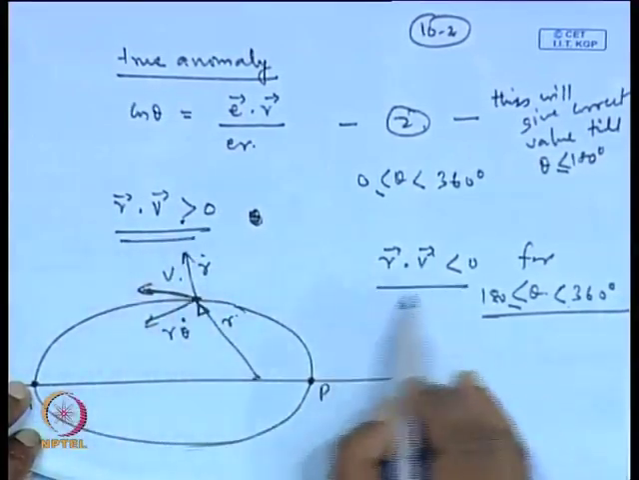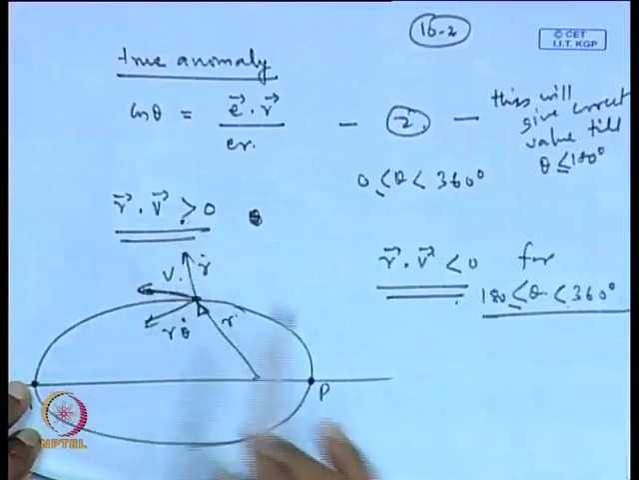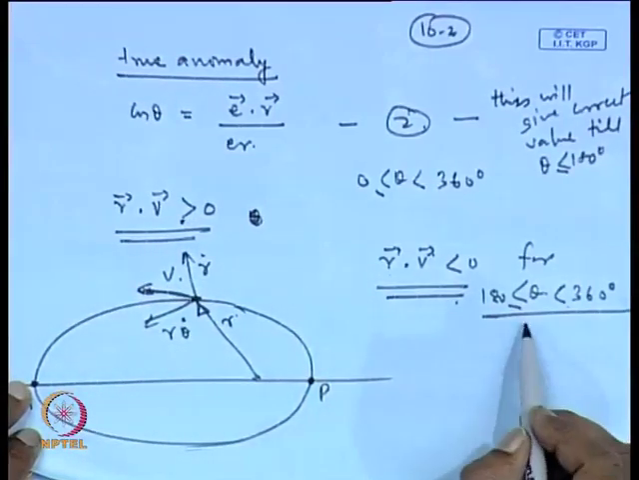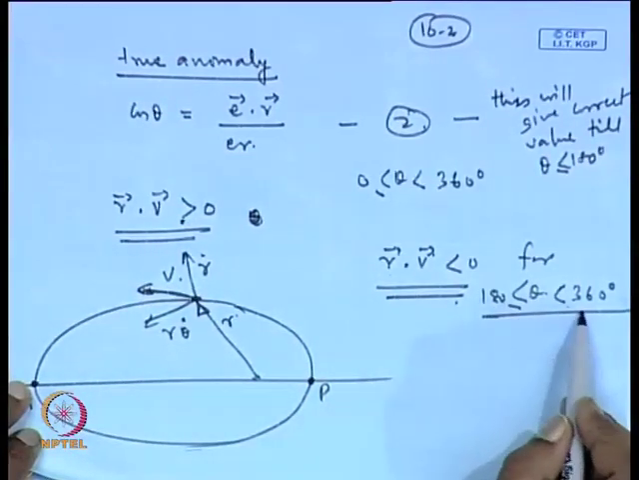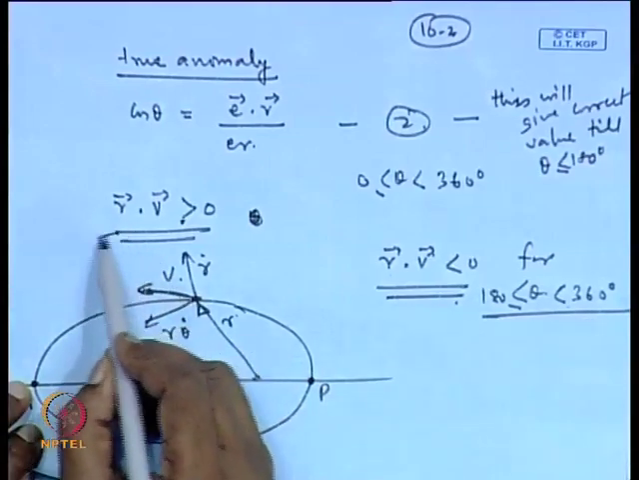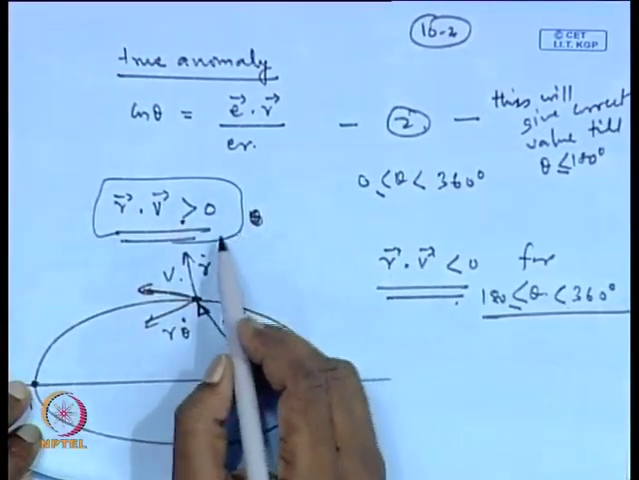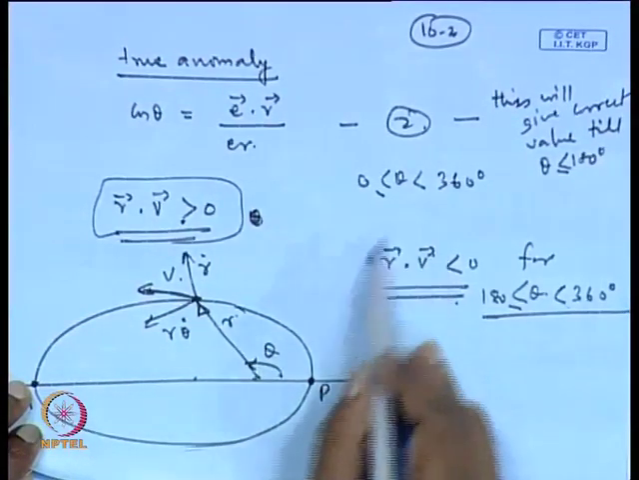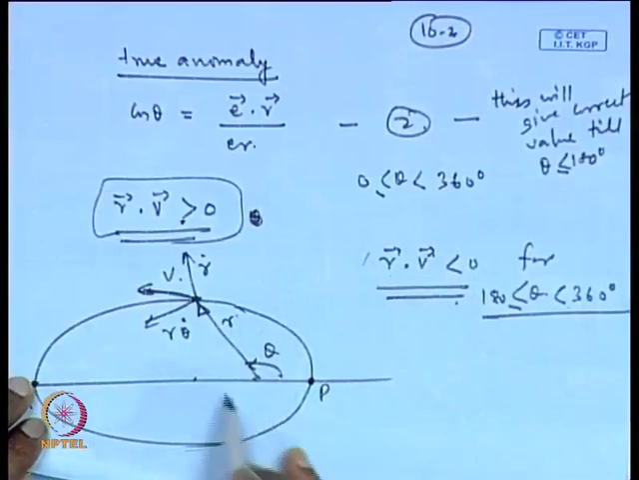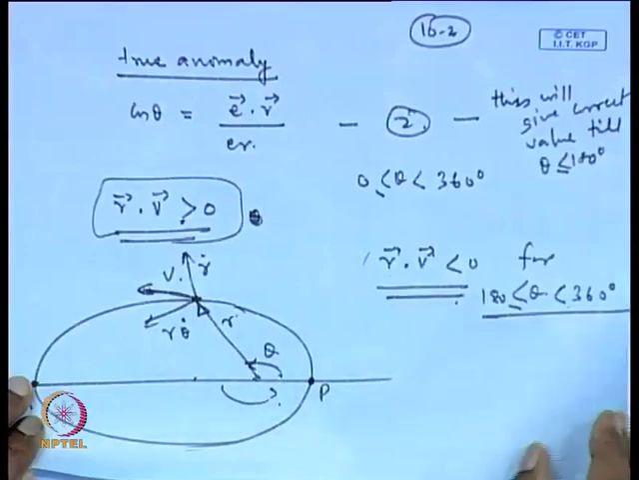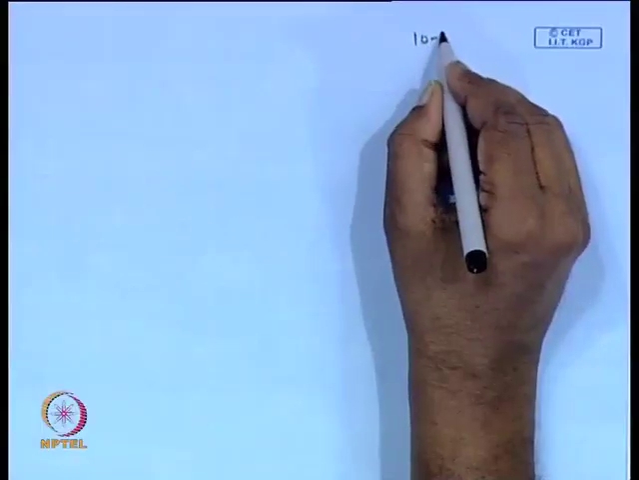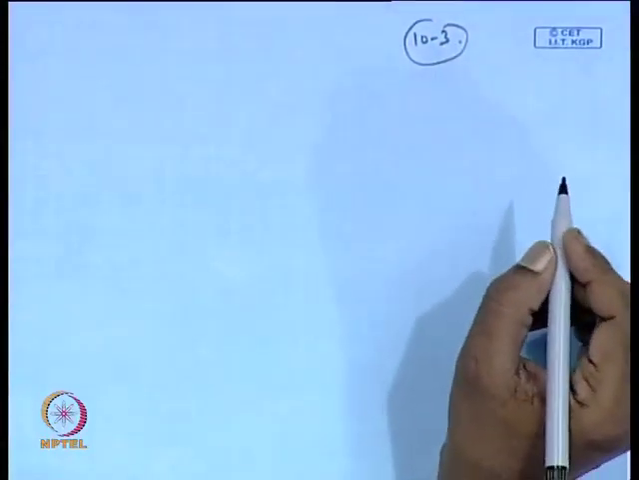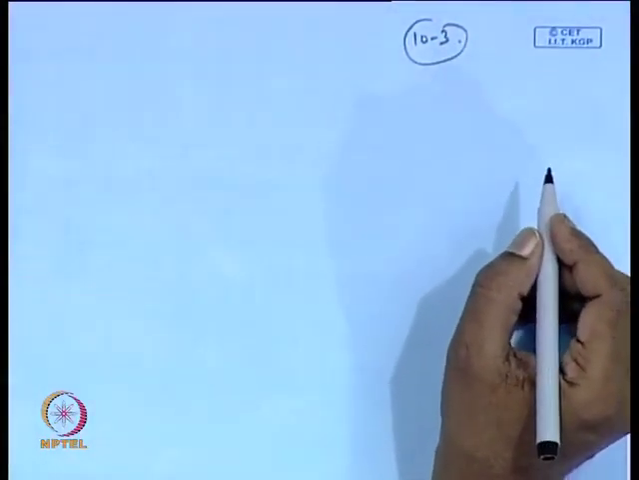r dot v greater than 0, and r dot v less than 0 for theta lying between 180 and 360 degrees. So if we get this quantity, then we are ensured that theta is lying from here to here, and if we get this quantity, we can ensure that it is lying in this other range. So, this completes our vector method of orbit determination.